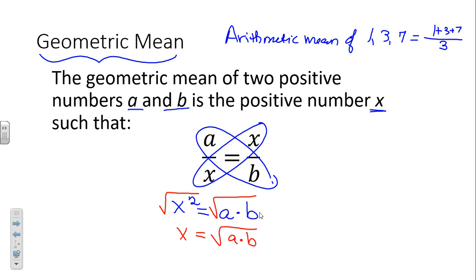Okay. All right, so let's work on this first one together. We have 4 and 9, and we want to find the geometric mean between 4 and 9.